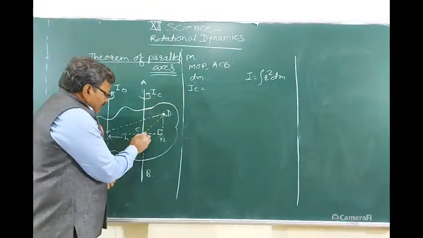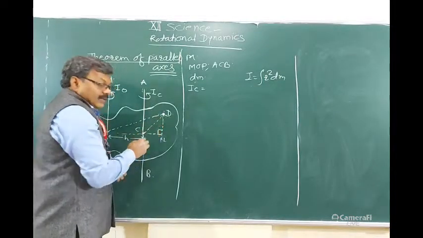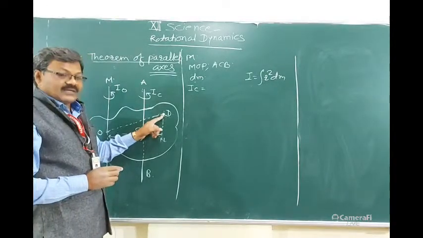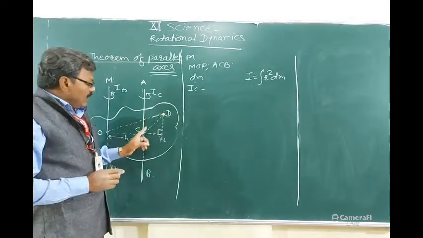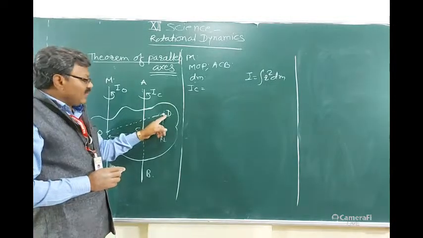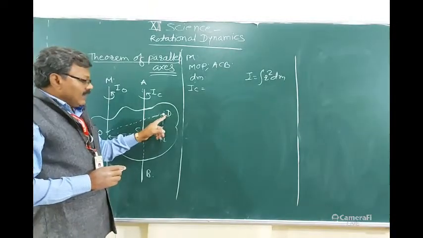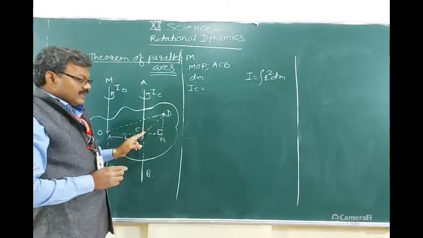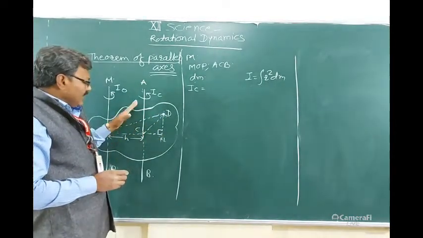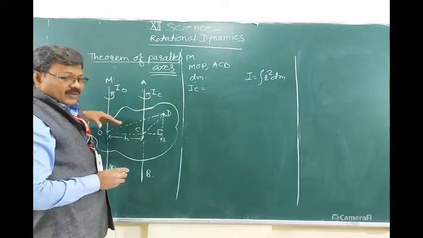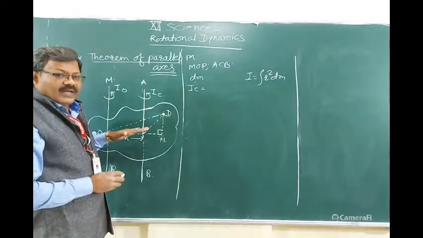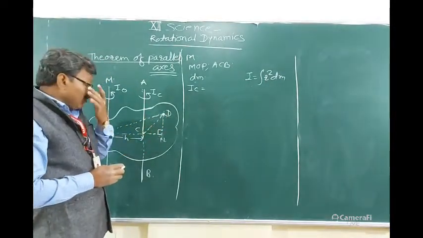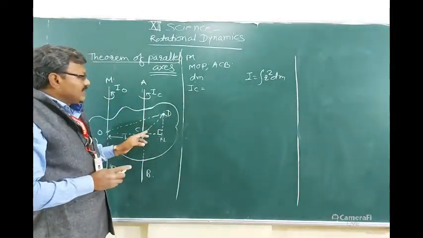Now, in this case, CD from this axis is the perpendicular distance from the axis of rotation. A small element is at D. This is the perpendicular distance from the axis of rotation. Actually, these are perpendicular to the plane of the body. Then this distance CD is also perpendicular to this axis of rotation.